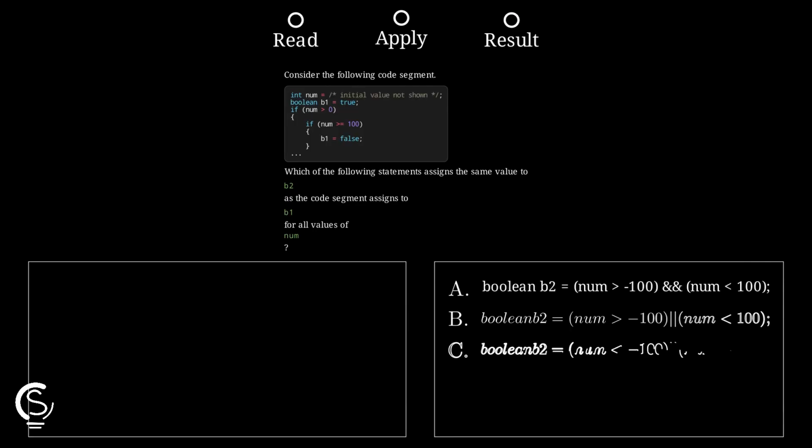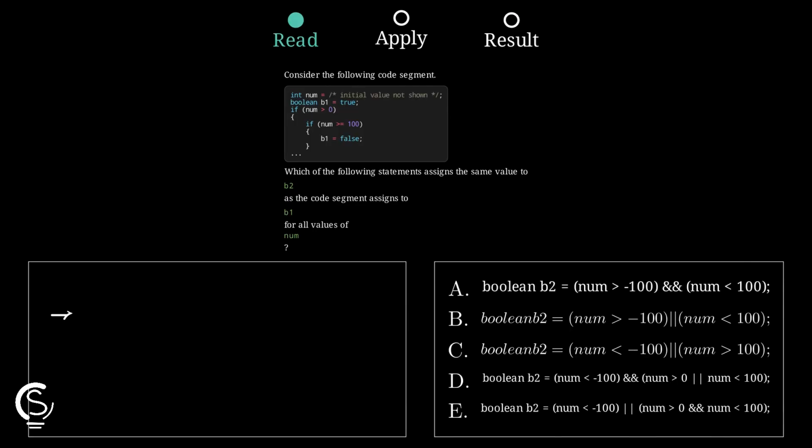The code starts by setting B1 to true, but then it checks if num is positive. If num is at least 100, B1 flips to false immediately. Watch this.